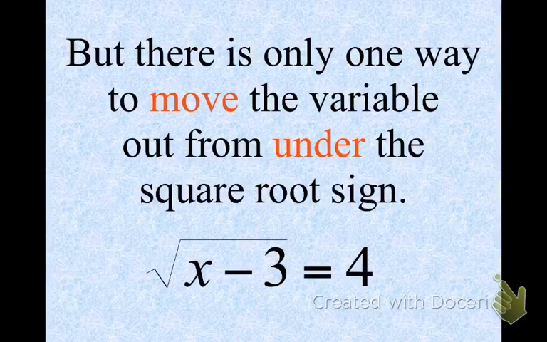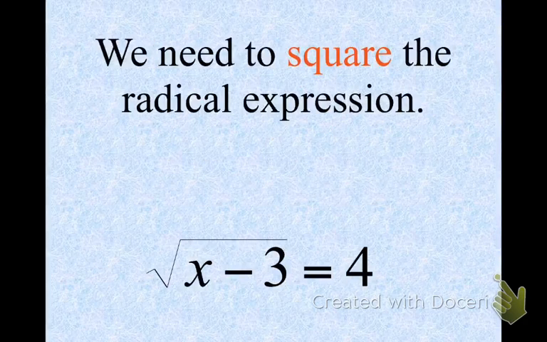The question is answered like this: the opposite of taking a square root is to square, raise to the power of 2. So we need to square a radical expression in order to eliminate the square root. Squares and square roots eliminate one another.